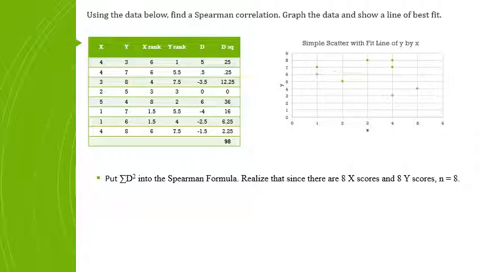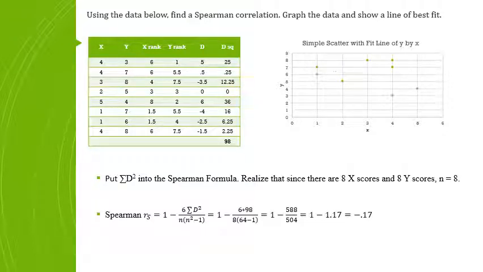Since I'm squaring them, and all I care about is D squared for Spearman, it doesn't matter which way I find the D column. I can do the first minus the second or the second minus the first. It makes no difference at all, because all I care about is that final D squared column and that summation, which gives me 98. So that's the only number I need, that 98, to put into the Spearman equation.